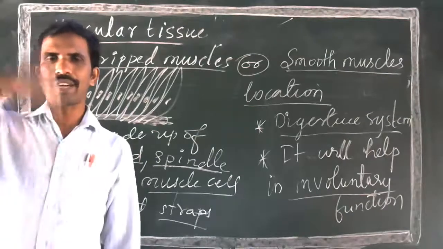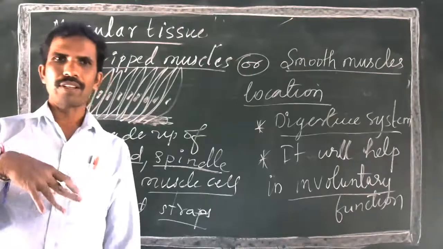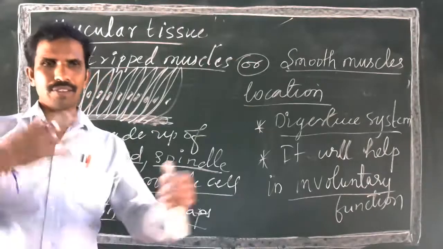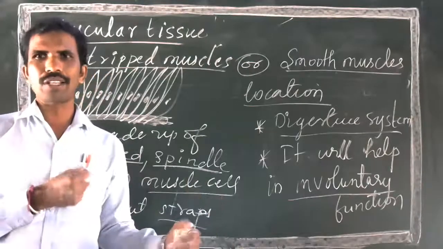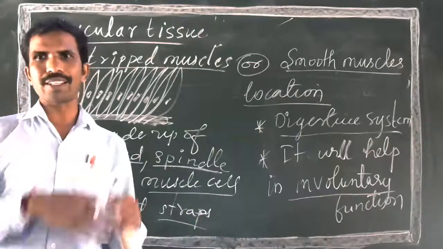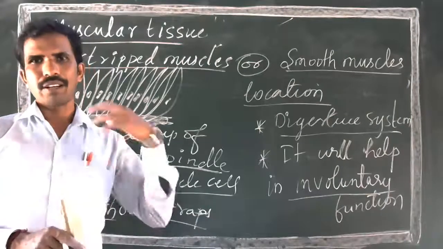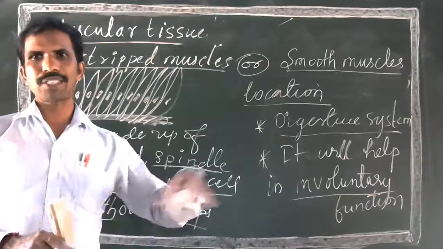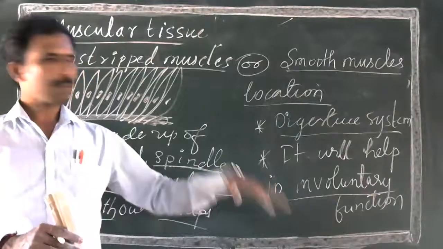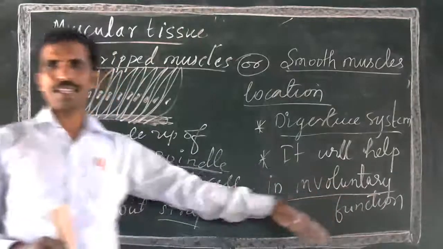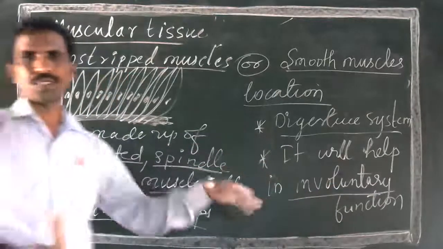The movement of the food: once we swallow the food, we cannot bring it back, or we cannot control that. We cannot control the movement of the food, because it is not in our control. It is controlled directly by our nervous system. That part is controlled by the nervous system directly. That function is involuntary.